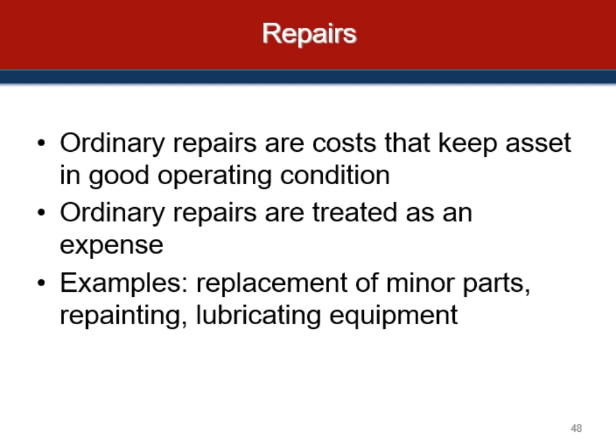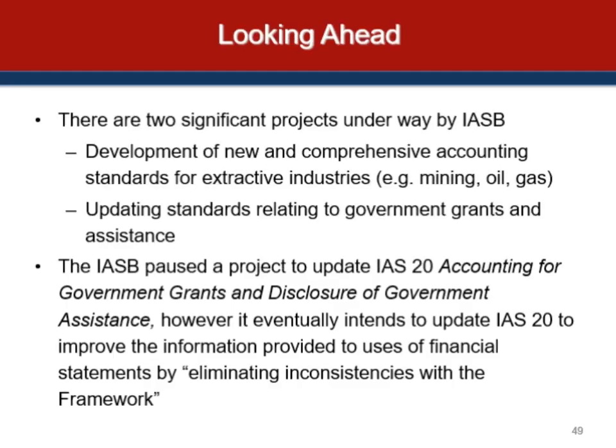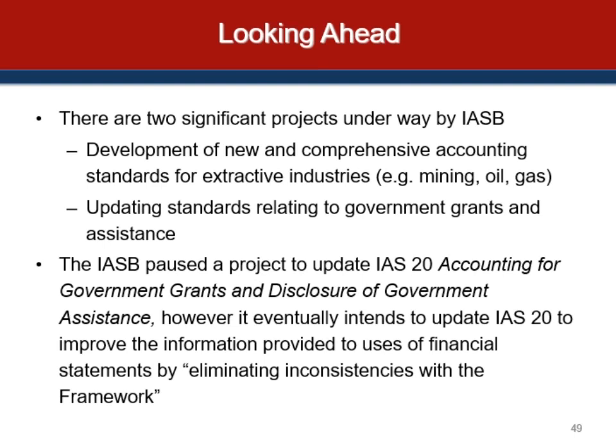Okay, to summarize, as we mentioned before, you could look at illustration 10-15 to compare the IFRS and ASPE treatment for property, plant, and equipment. Looking ahead to what's happening in standard development, there's two significant projects underway for the Accounting Standards Board at the time of the writing of the textbook. They're looking at new comprehensive accounting standards for extractive industries, so mining, oil and gas, the depletion that we talked about. They're also looking at new standards for government grants and assistance, which we also talked about earlier.